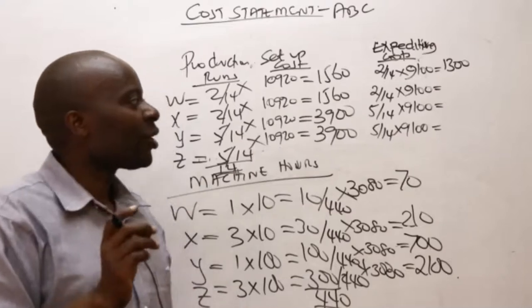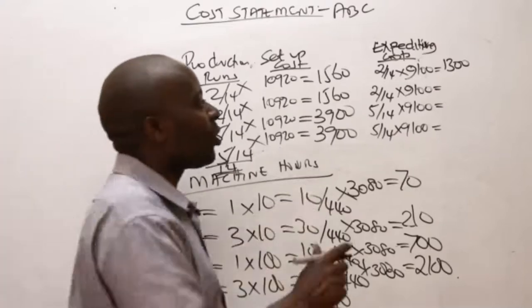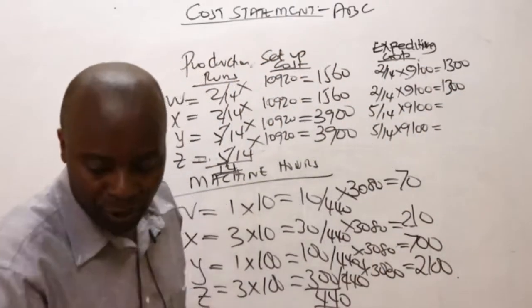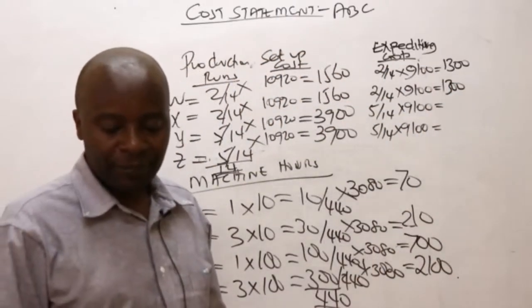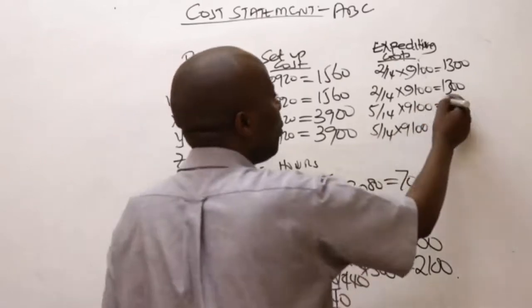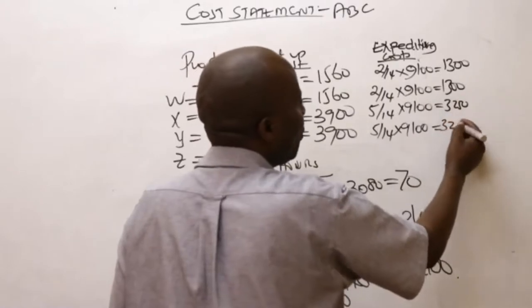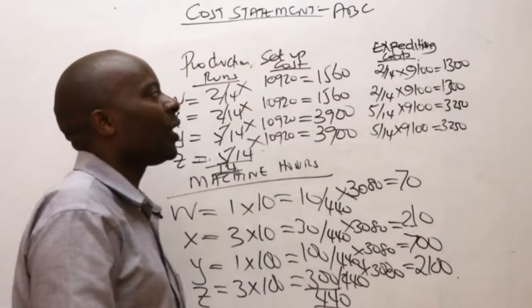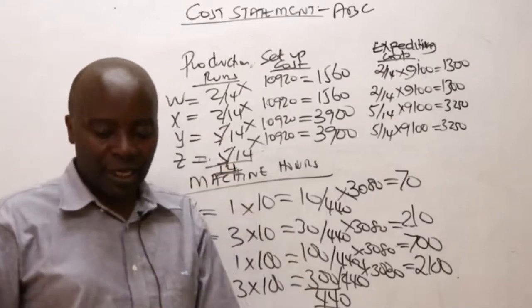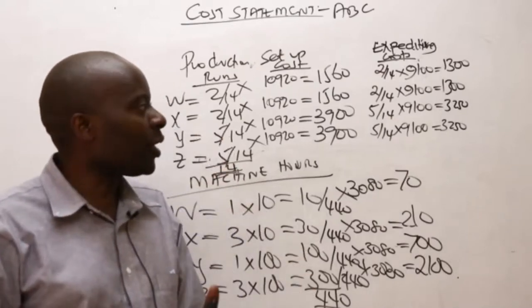So the first is 1,300, the second is 1,300 as well. The third one, what do we have? 3250, and the last one is 3250 as well. And then now we go to the last cost, which is on the screen there.